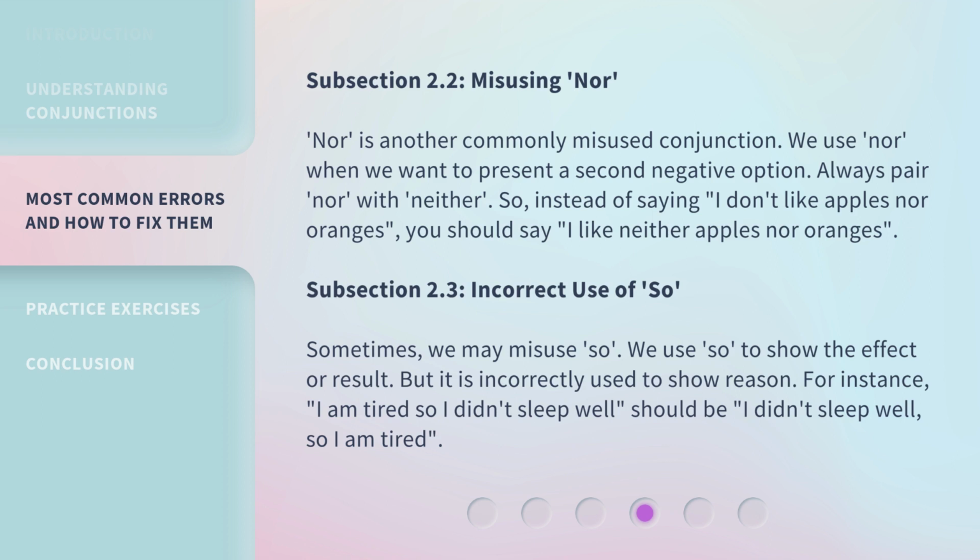Subsection 2.3. Incorrect use of so. Sometimes, we may misuse so. We use so to show the effect or result. But it is incorrectly used to show reason. For instance, I am tired so I didn't sleep well should be, I didn't sleep well, so I am tired.